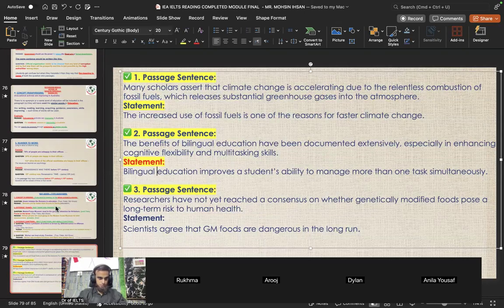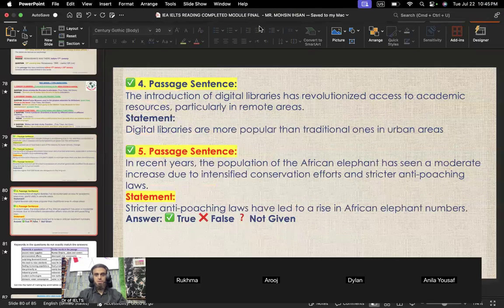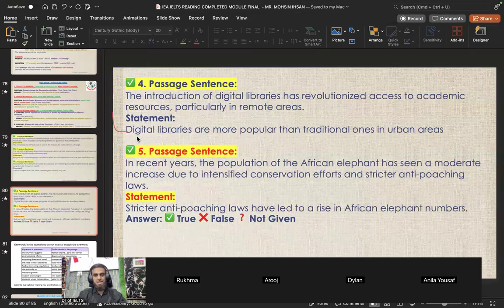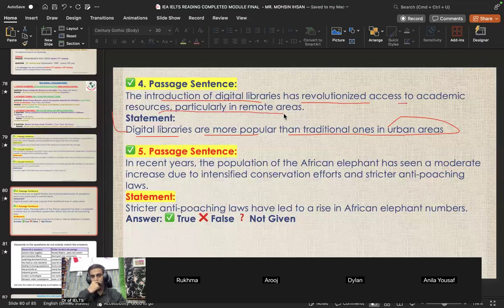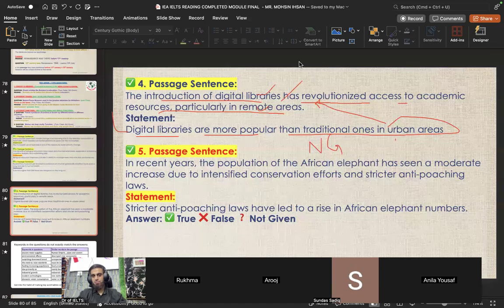Just one minute. One more MCQ, then enough. Digital libraries are more popular than traditional ones in urban areas. And the passage line: the introduction of digital library has revolutionized access to academic resources, particularly in remote areas. Do you see any urban or city word in the passage? No, sir. So not given. In remote areas it is increased, but we have no concern with that. We have concern with urban areas, right?